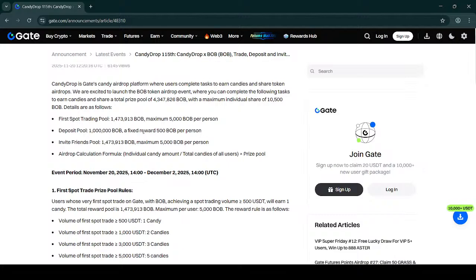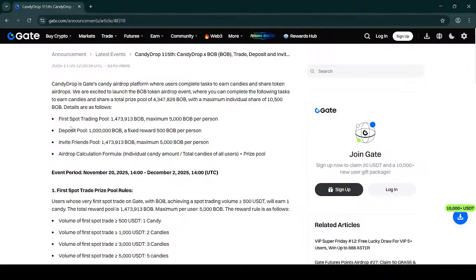Users complete tasks to earn candy and share the token airdrop. We are excited to launch the BOB token airdrop event, where you can complete the following tasks to earn candy and share the total prize pool. This is the BOB, with a maximum individual share of 10,500 BOB. Details are as follows, guys.